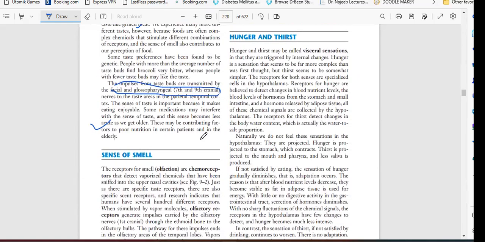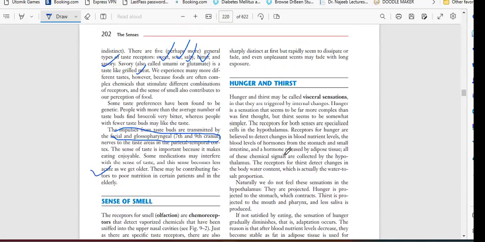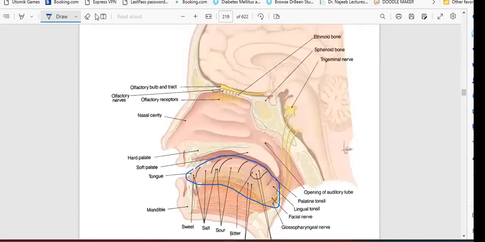So now we will talk about the sense of smell. For the sense of smell also, the receptors are present in the nasal cavity. You can see this is the nasal cavity. Here we have olfactory receptors. These are the receptors, and these are the olfactory nerves. These are the olfactory bulb. The olfactory nerve is also going to the brain. So basically, these are the receptors in the nasal cavity.